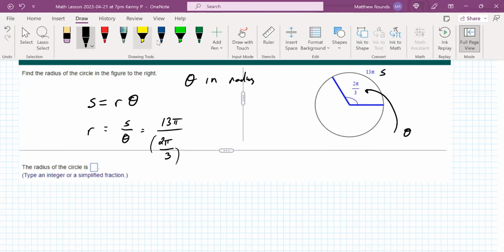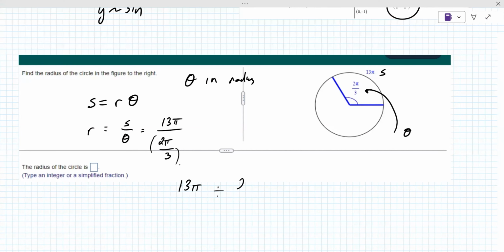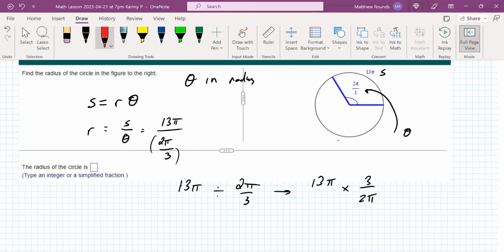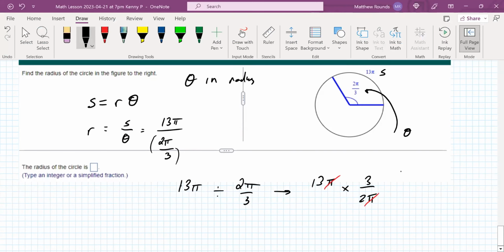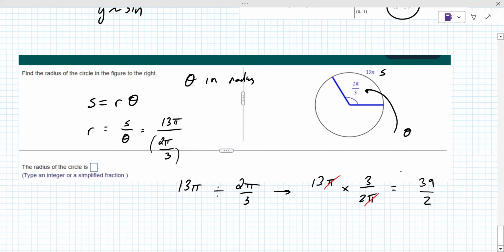That's right. So just like we did earlier, it's 13 pi divided by 2 pi over 3. So this changes to multiplying by the reciprocal. In this case, you can see that the pi's do cancel, and it ends up being 39 over 2 for the answer here. Okay. Let me put that in real quick.